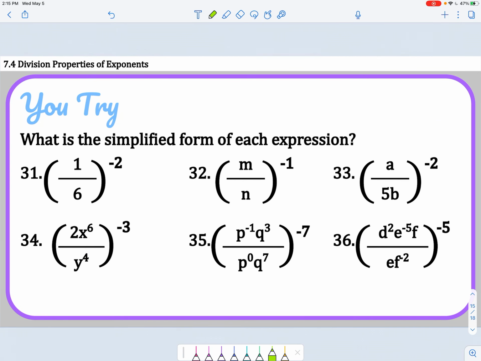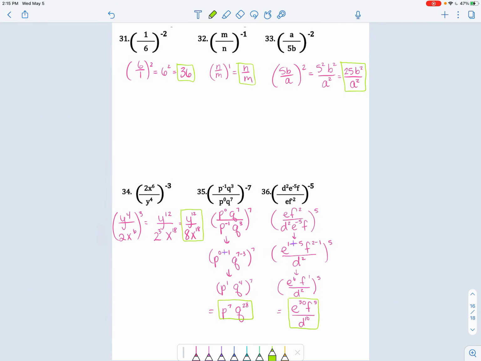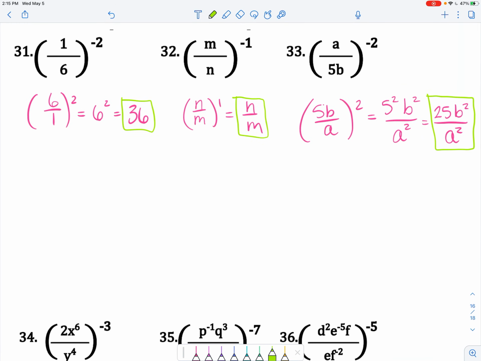So again, here are some for you to try. I encourage you to pause the video, give them a go, and then I'll scroll to the next page to show you some answers. Okay, I kind of had to space everything out because these do take quite a bit of writing for me. So I just flipped everything for 31. 6 divided by 1, I can just write as a 6. So you're just squaring 6 for 31. So you should have gotten 36 as your final answer.